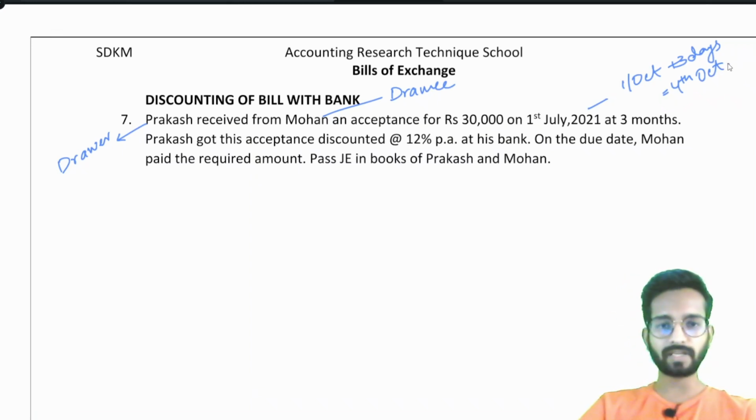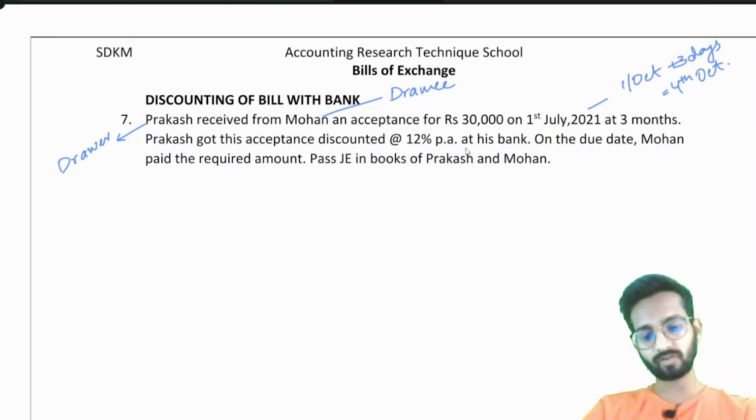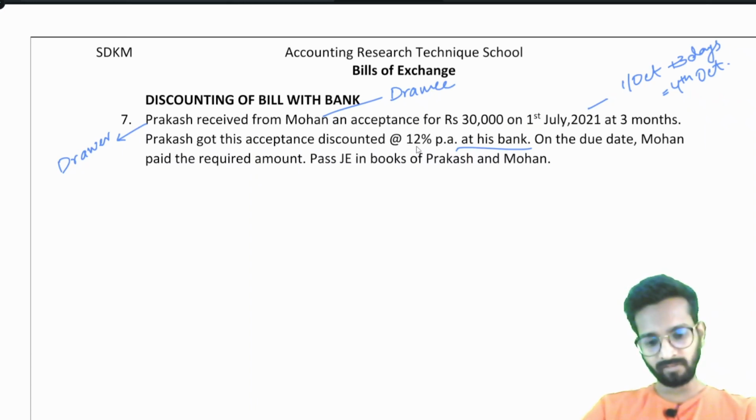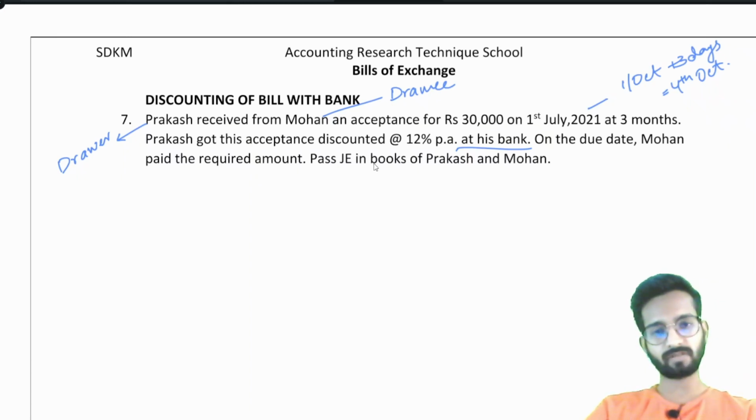Prakash got this acceptance discounted at 12% per annum at his bank. Okay, what he did? He went to the bank, he took the loan and the interest charges were 12%. On the due date, Mohan paid the required amount. Obviously, he has to pay, but they have just mentioned it because it is the chance of honoring the bill. It is not the dishonoring of the bill. Okay. Pass journal entries in the books of Prakash and Mohan.